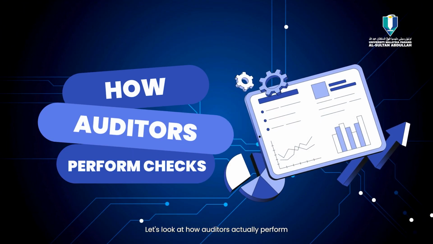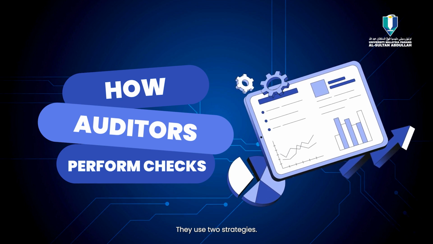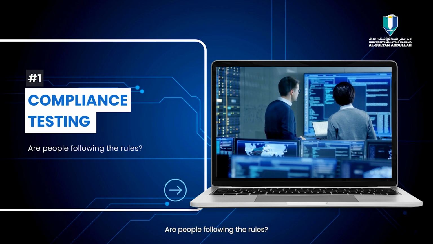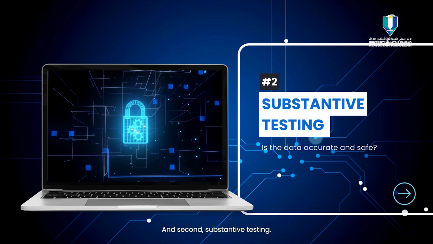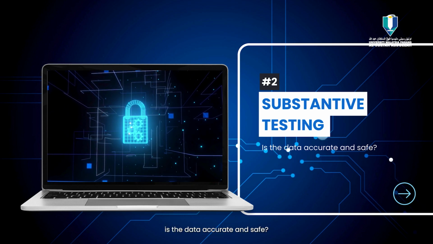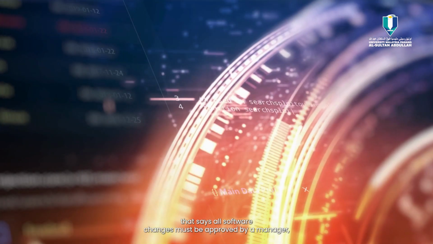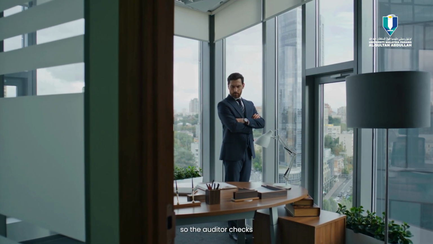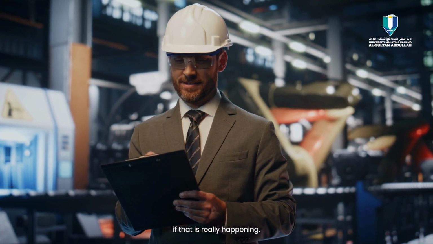Let's look at how auditors actually perform their checks. They use two strategies. First, compliance testing. Are people following the rules? And second, substantive testing. Is the data accurate and safe? For example, if the company has a rule that says all software changes must be approved by a manager, the auditor checks if that is really happening.